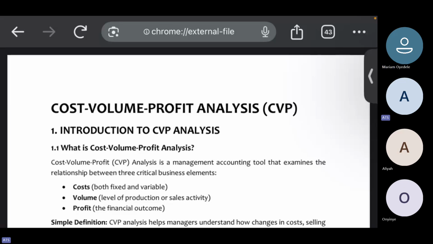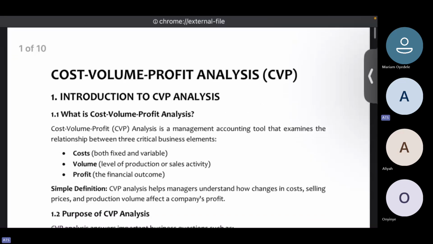So today, we are going to be taking cost volume profit analysis. Now, it is a mixture of theoretical and some calculations, right? Theory and some calculations, but we're going to start with the theoretical aspects. I'm going to explain everything as much as I can, and after we understand it, we're going to take some questions at the end of the class. Is that fine? Yes. Right.